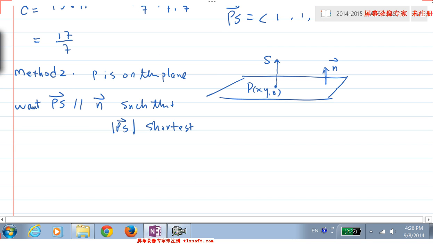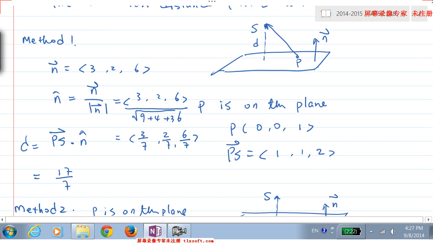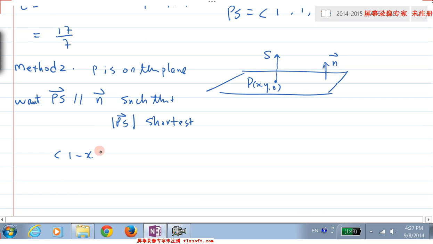The next thing is, let's write down PS first. P is x, y, z, and S is 1, 1, 3. So PS is 1 minus x, 1 minus y, and 3 minus z. And n here is 3, 2, 6. So this is PS, and this is n.